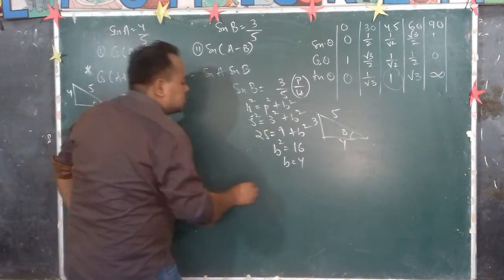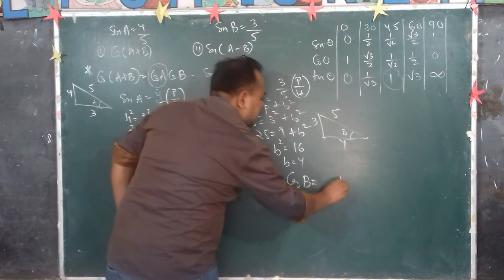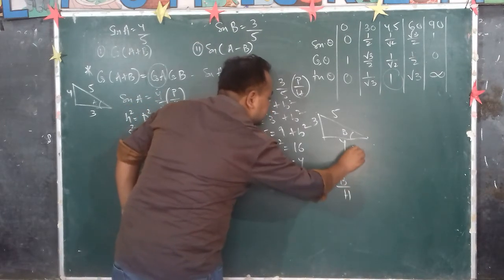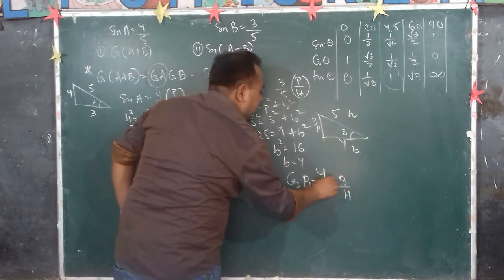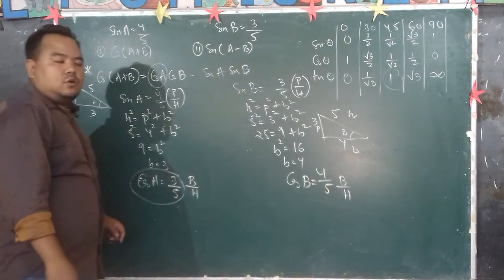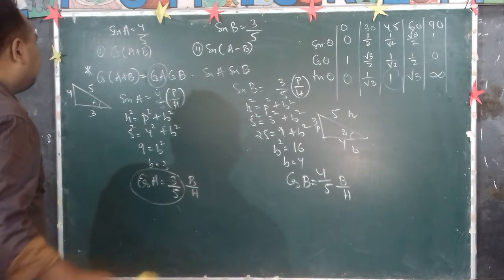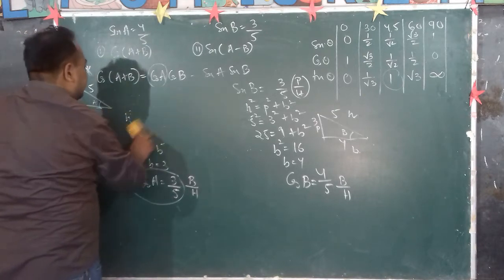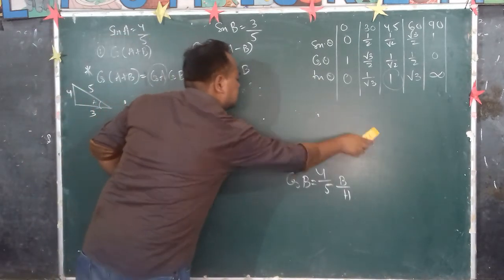What do I need? I need cos B. So cos B is base over hypotenuse. So base is 4 and hypotenuse is 5, so you got cos B to be 4/5. In a similar fashion, you can find tan, sec, cosec, cot, whatever, depending on your requirements. Is that clear?